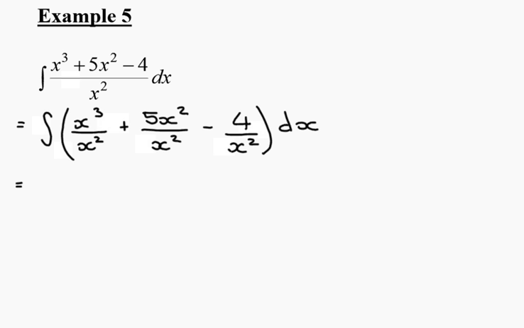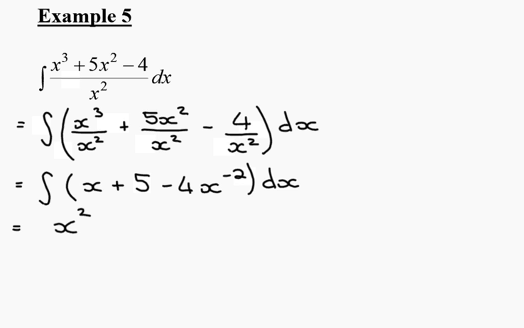Let's simplify those. So this is the integral of x plus 5 minus 4x to the negative 2, because we want those all in nice power form. Now we can use our rules. Remember, if you're integrating x, you want to add 1 to get x squared, and then you divide by 2.